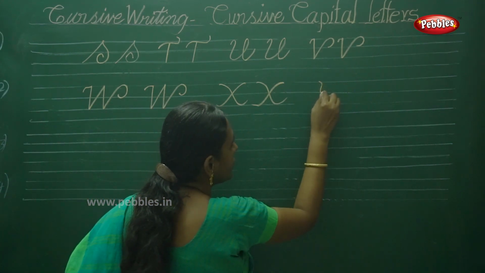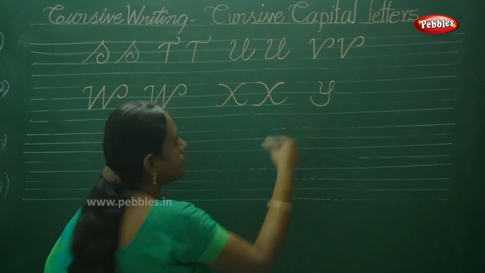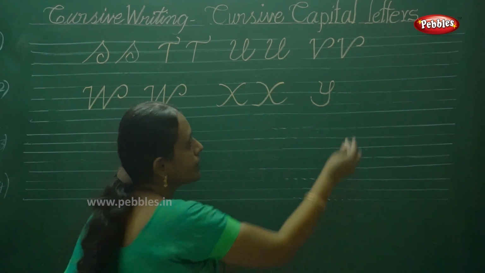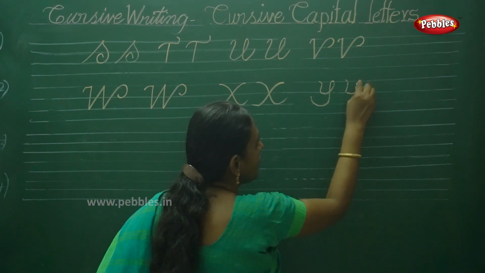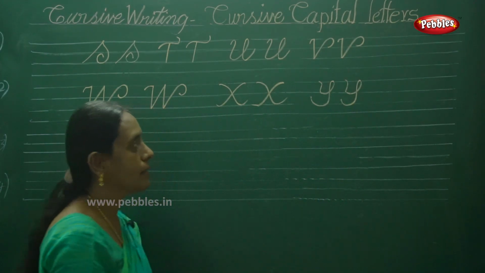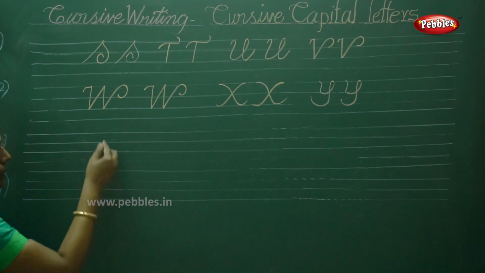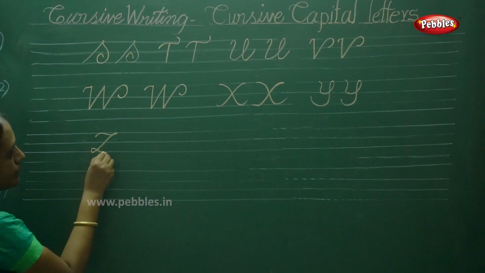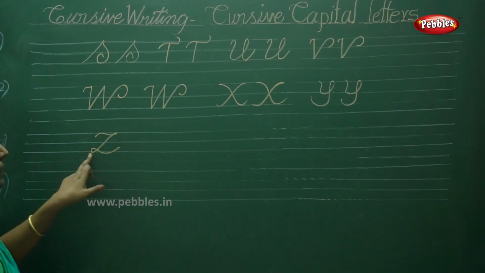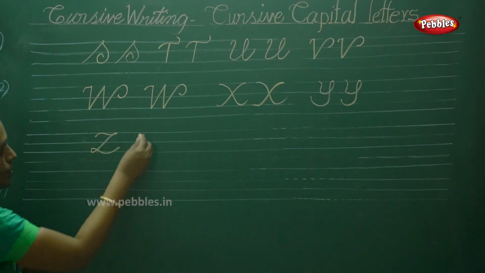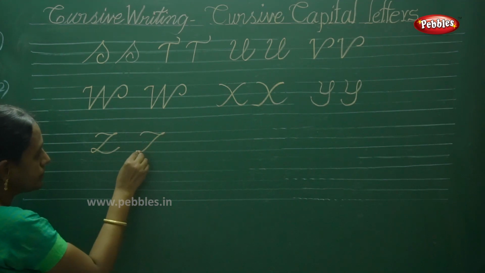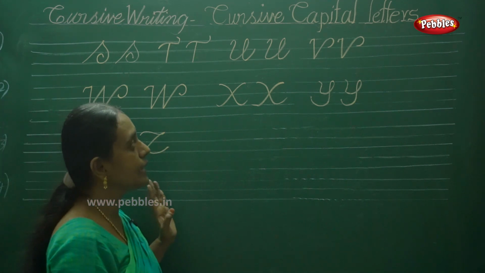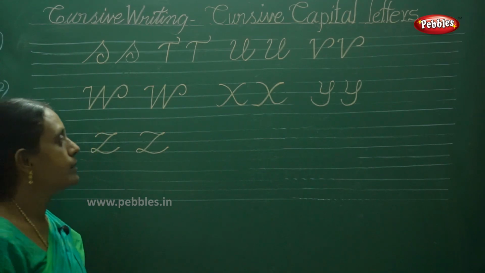And Y, same as U. Follow this and touch the bottom line, Y. And finally Z. Here observe this turn, a small loop, Z. So from cursive capital A to Z.